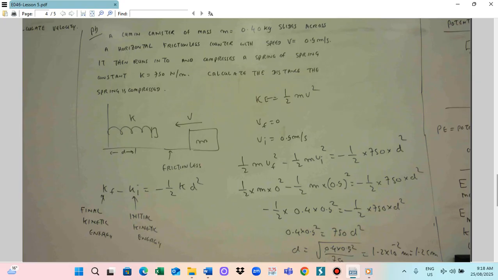The equation to calculate the distance is Kf minus Ki is equal to minus half into K into D squared. Here K is the spring constant, Kf is the final kinetic energy, and Ki means the initial kinetic energy.